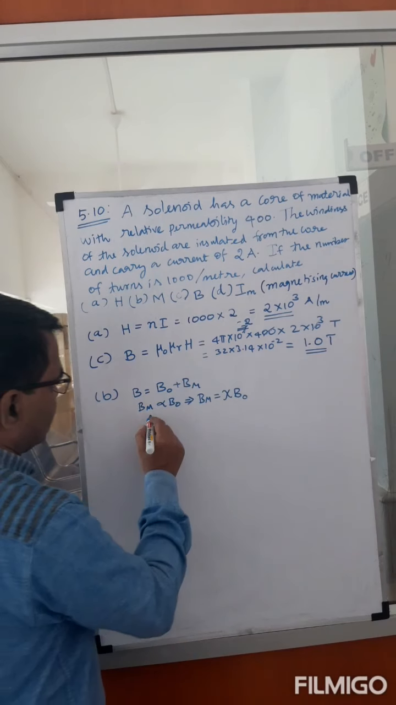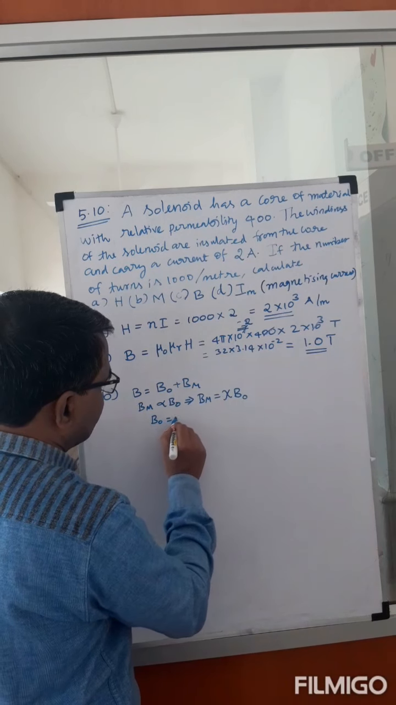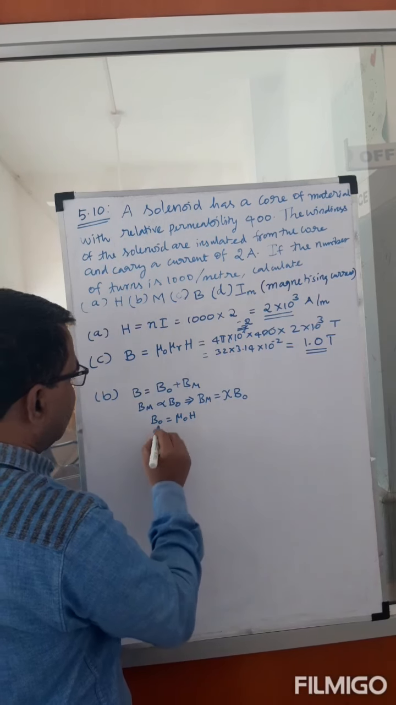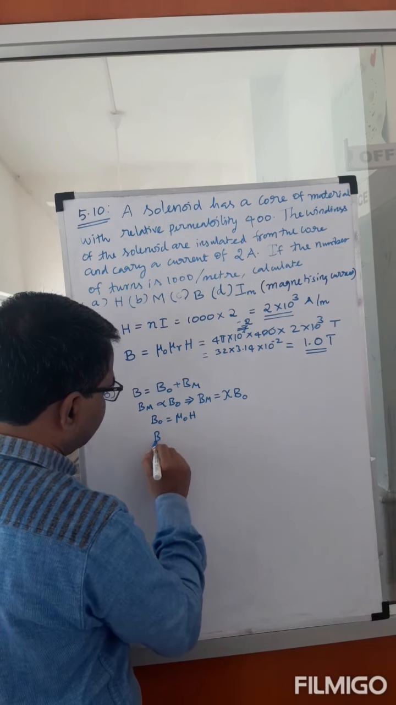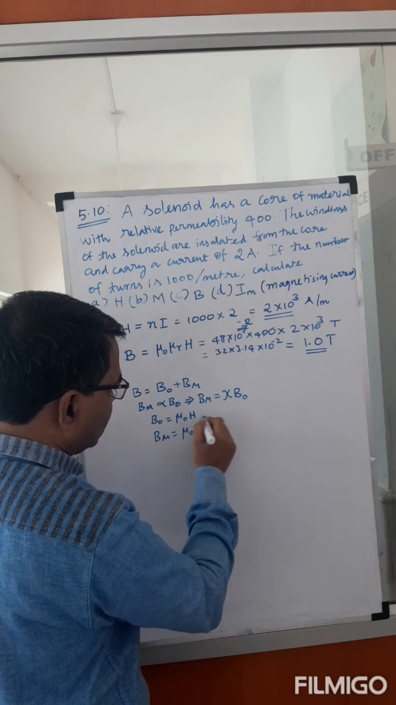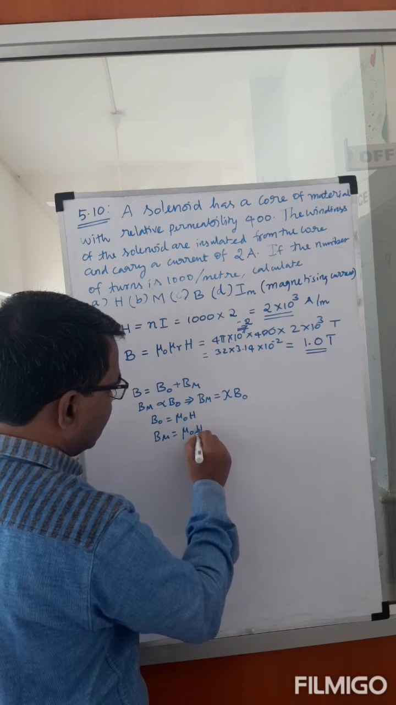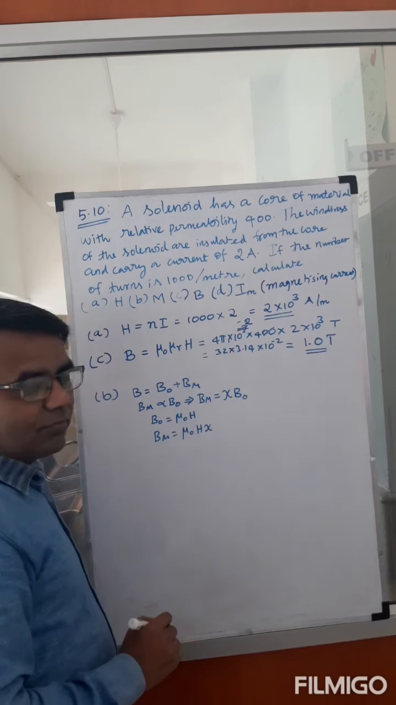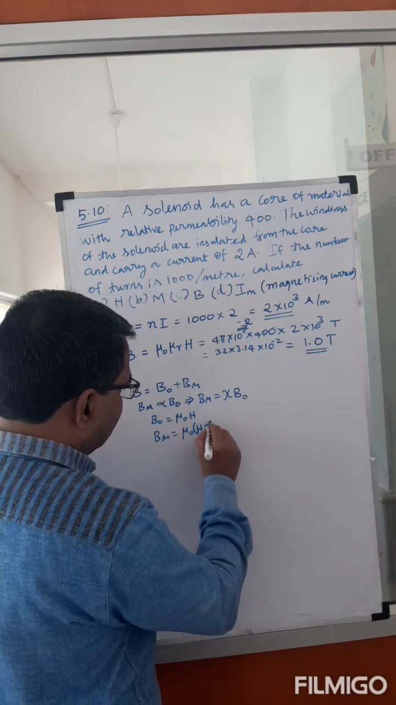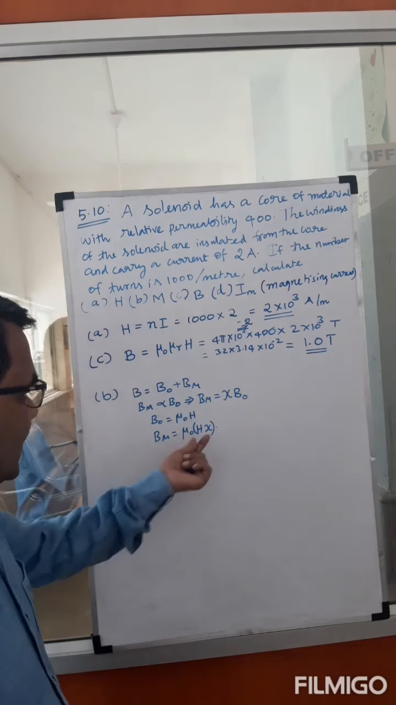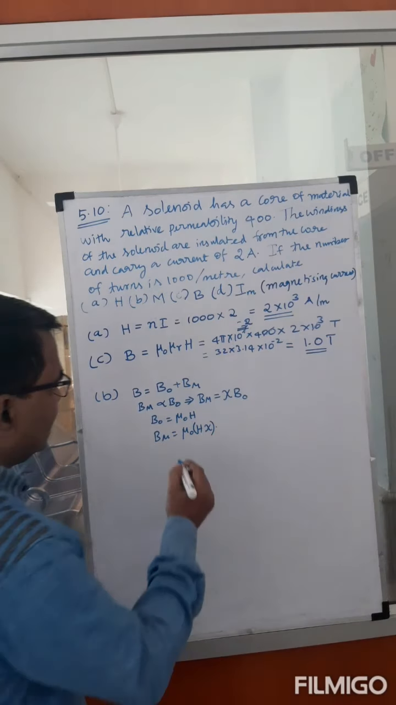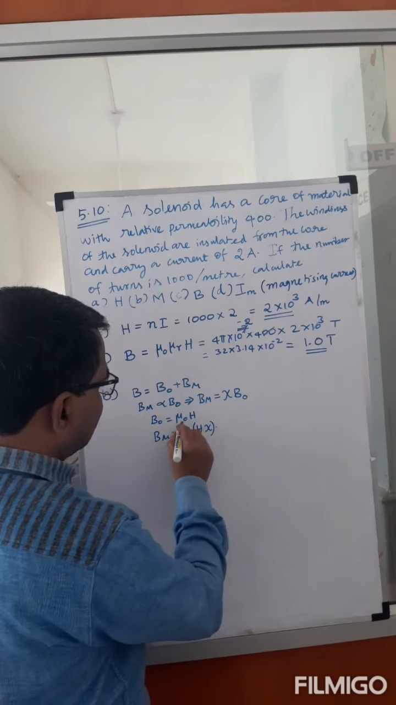But what about B naught? So B naught is actually mu naught times H. Then what about Bm? Bm must be equal to mu naught times B naught into H into xi. So this can be written as a magnetization here. This is going to be just a comparison.